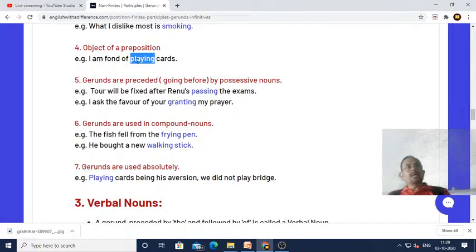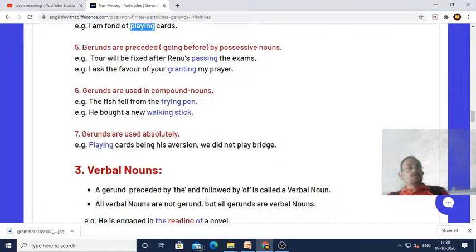Whenever you get an ing word used in a sentence after a preposition, you take it for granted that that ing word is a gerund. Therefore, dear students, it's very important for each one of you to remember each and every use of the present participle and gerund to be able to differentiate between them. Otherwise it's very confusing at times whether it is a gerund or a present participle. Now let's move on to usage number 5.